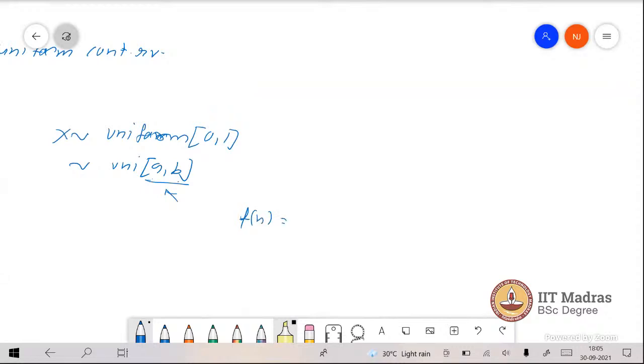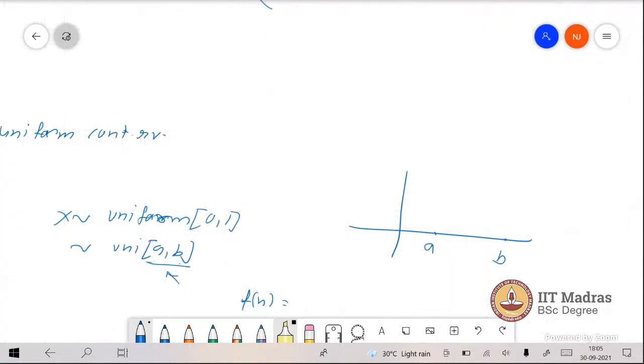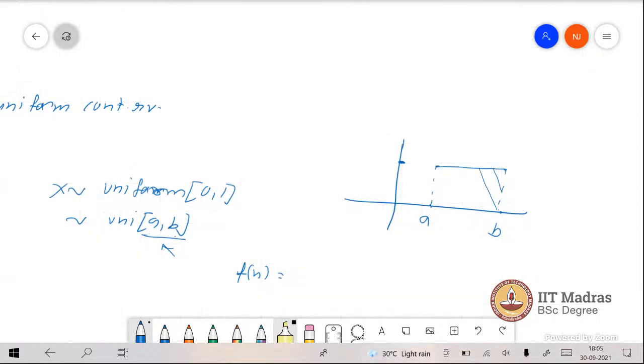The PDF will be the same everywhere. Here is a, here is b. Each and every point is equally likely to occur, so the PDF will be a constant curve. Now I need to find the PDF value at this point. I need the property that the area under this curve will always be 1. This length is b minus a.